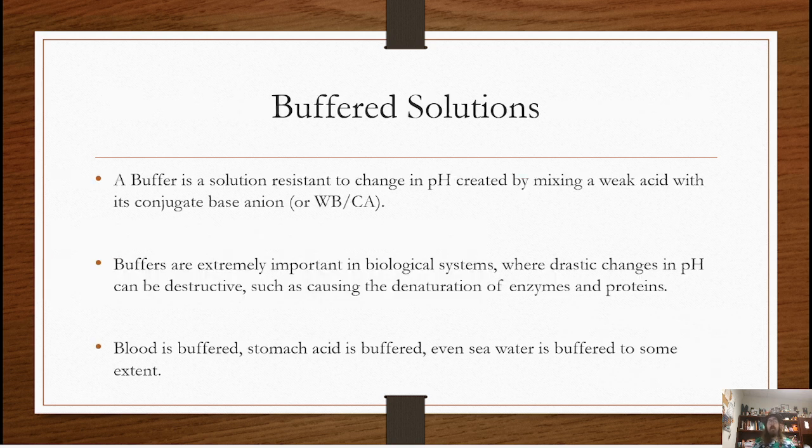This is referred to as a buffer. A buffer is a solution that is resistant to change in the pH that is created by mixing a weak acid with its conjugate base, or a weak base with its conjugate acid. The idea is that these two have a balancing effect that keeps this from having drastic changes in pH. Buffers are extremely important in various biological systems, where drastic changes in pH can be very destructive.